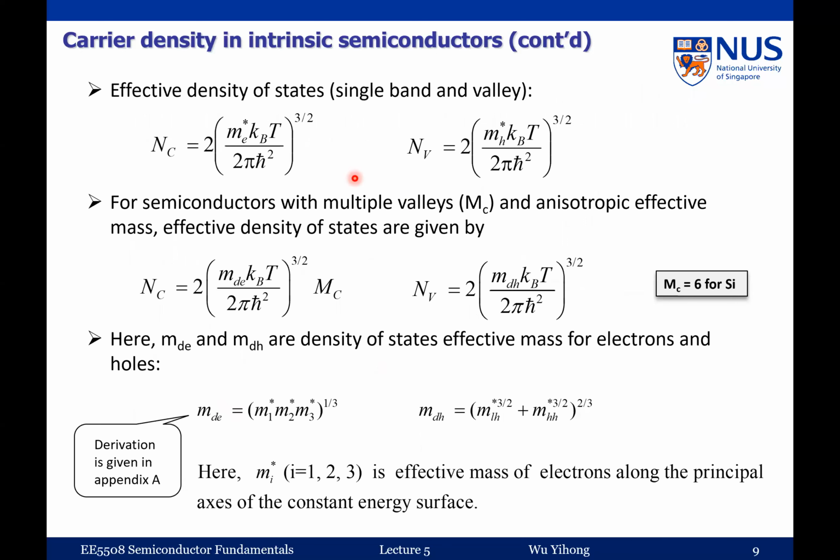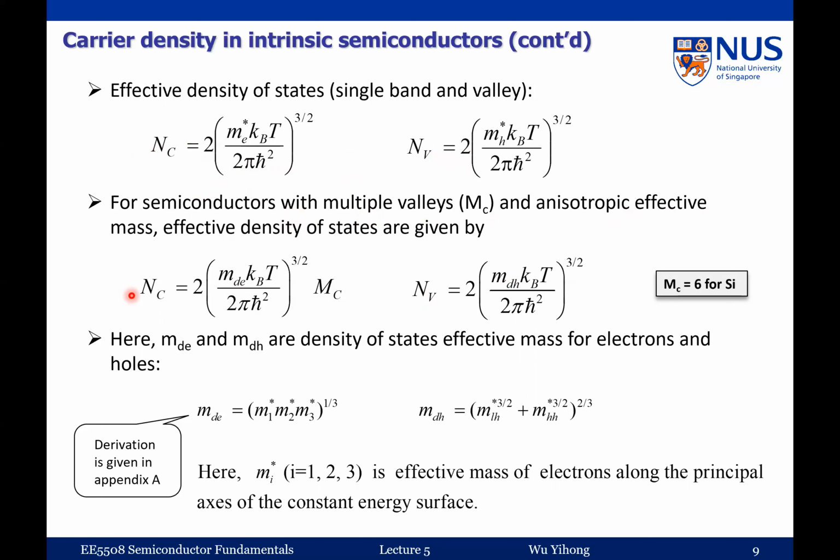Okay, so now for a real semiconductor, you know that you have not just a single band, right? The conduction band is single, but the conduction band is multi-valley, right? And the valence band is multi-band, single valley but multi-band. So for single band, single valley, your NC and NV are given by this one. But for a semiconductor with multiple valleys, and also anisotropic effective mass, which means the mass is not the same in all different directions, the effective density of states are given by this one and this one.